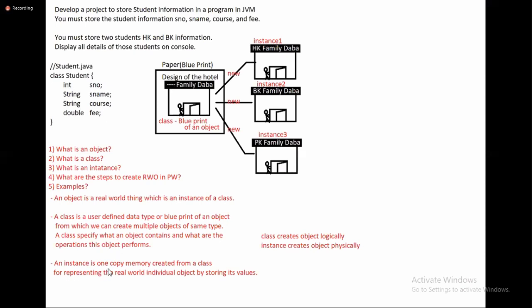Okay, next, an instance is one copy of memory created from a class. First copy memory, second copy memory, third copy memory, for representing a real world individual object, real world HK family dhaba, BK family dhaba, PK family dhaba, by storing its values. Now HK family dhaba values I am storing here. PK Bala Babu family dhaba storing here, and PK family dhaba storing here. Understand?